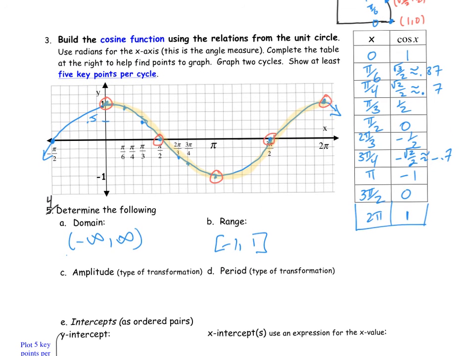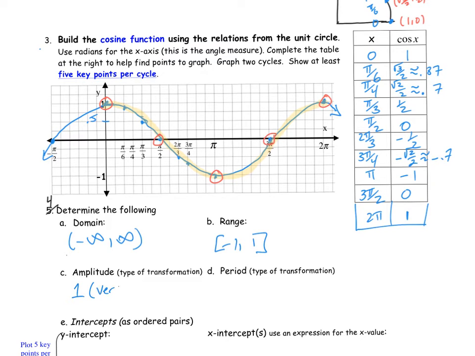The amplitude. The amplitude is the distance from the midline, so this is the midline here, to a maximum. So that would be from 0 to 1, so 1 unit, or half the distance, or the distance from the midline to a minimum. Distance is going to be positive, 1, or half the distance from the minimum to the maximum. So negative 1 to 1 is 2 units, divided by 2 is 1. And we're going to talk more about the formal definition of amplitude in one of the next examples. So for now, the amplitude here is 1.